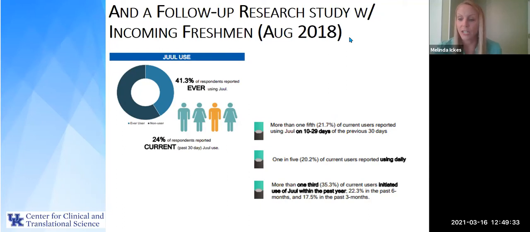And so unfortunately, not only were we seeing an increase in use among young people, but we were also seeing more frequent use, as seen here. So you can see that they were using 10 to 29 days or all 30 days of the past month. So we were certainly seeing a risk for dependence and then potentially other use of other substances.